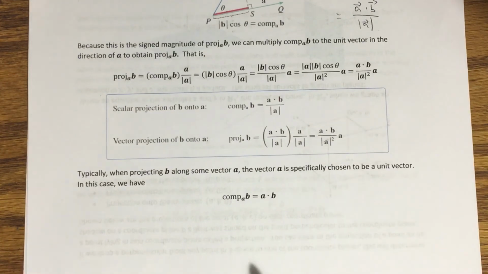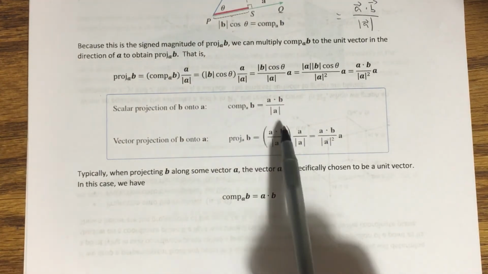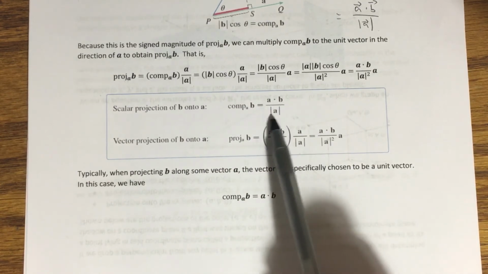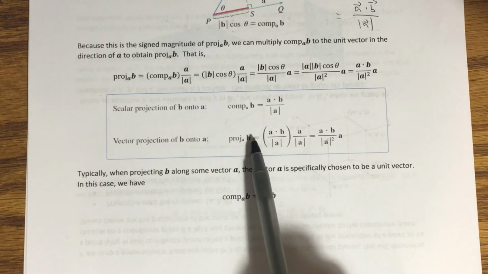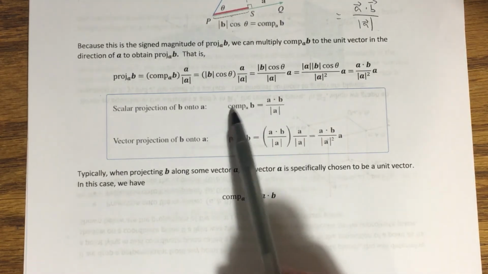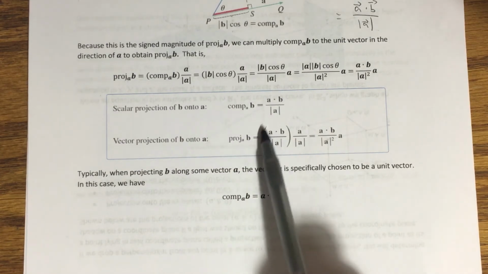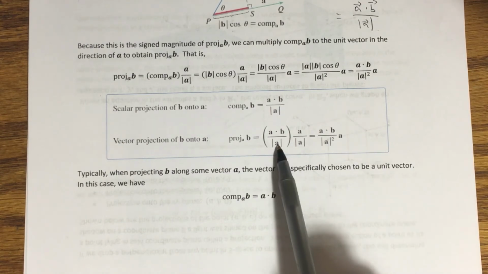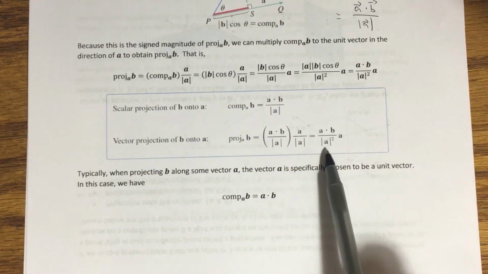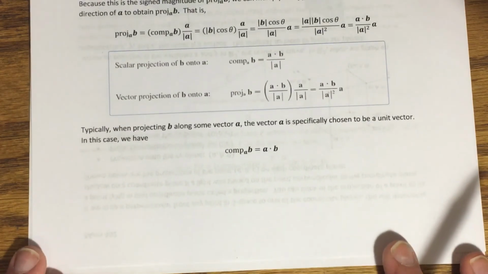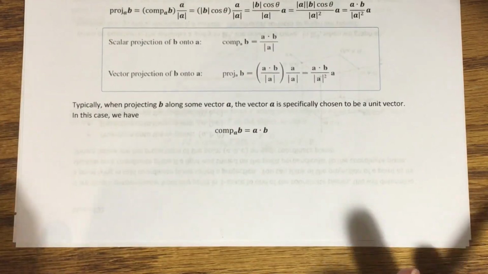And all of that work, I'm a little out of breath after all that work, led to these two formulas. The component of B along A is A dot B over the magnitude of A. The projection of B onto A, we can think of in a couple of different ways. If we've already computed the component of B along A, it's just that scalar times the unit vector in the direction of A. So you can do this. Or if we use the simplified formula, it looks like this, A dot B over the magnitude of A squared times the vector A.